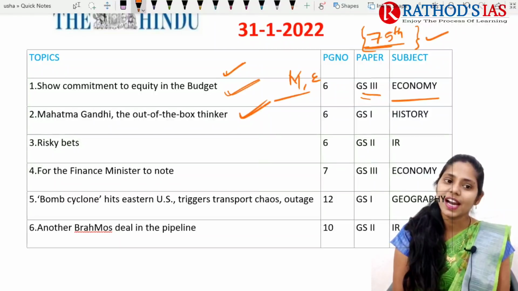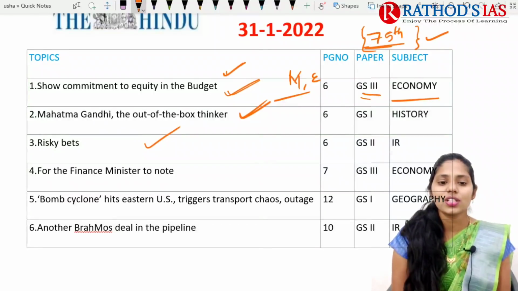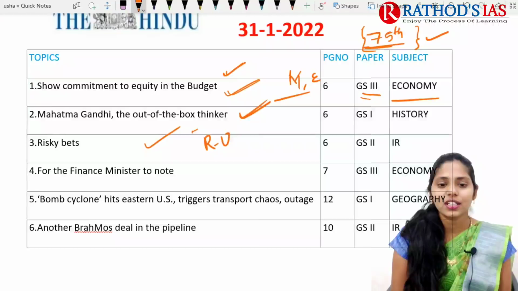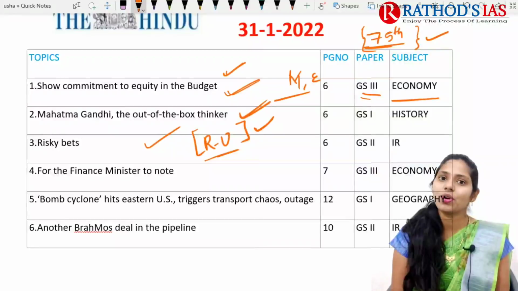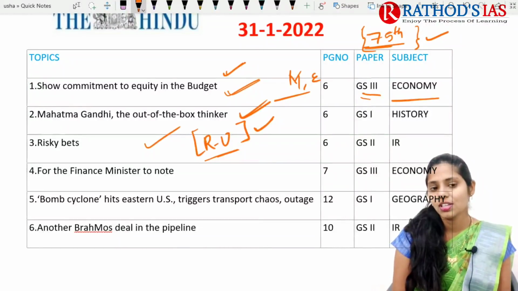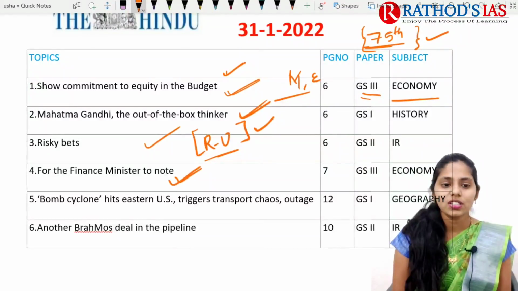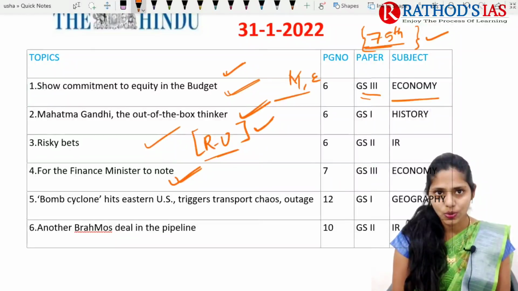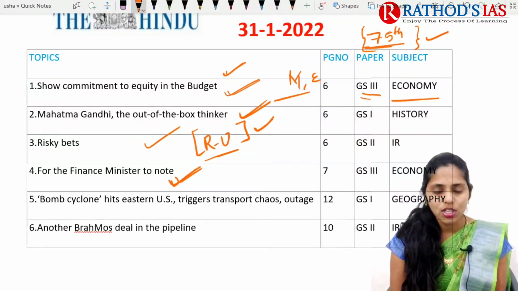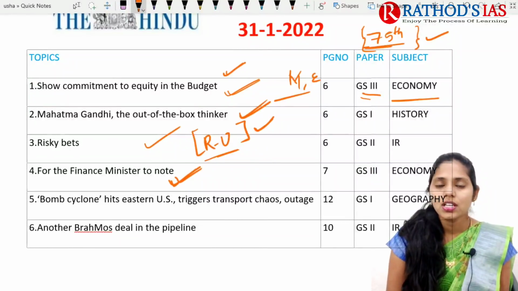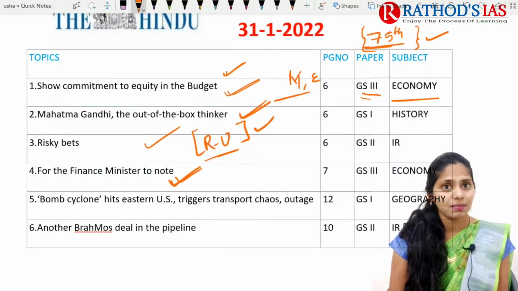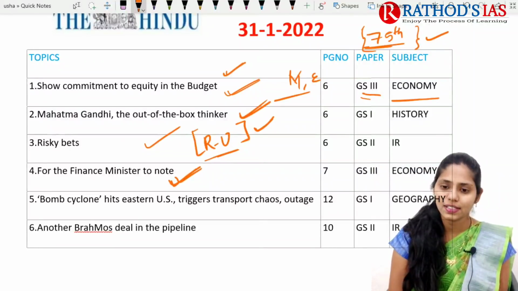And next topic is regarding risky bets. So this article is talking about the Russia-Ukraine issue. So we are going to discuss that issue. That will be important from your international relations point of view. And next topic is regarding for the finance minister to note. So actually this article is talking about the Inequality Report. Because of this inequality which is persistent in India, what are the steps that can be taken by the government? That is the thing which is mainly discussed.